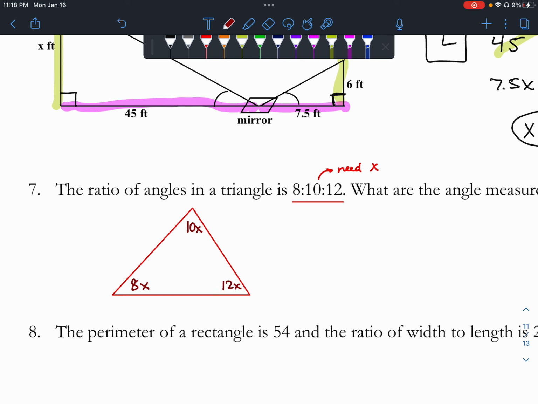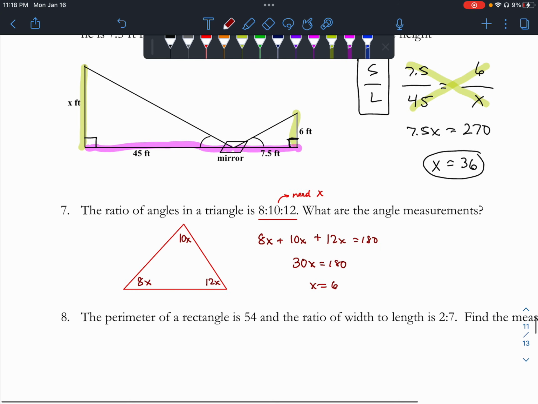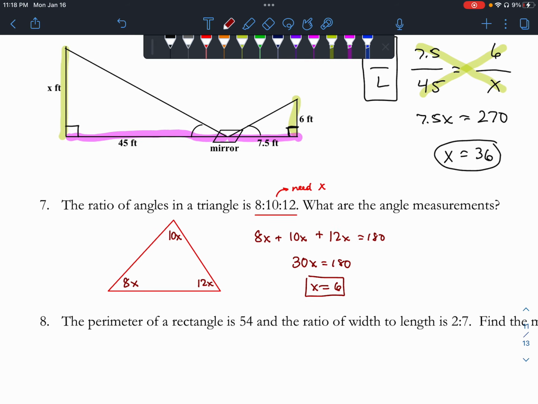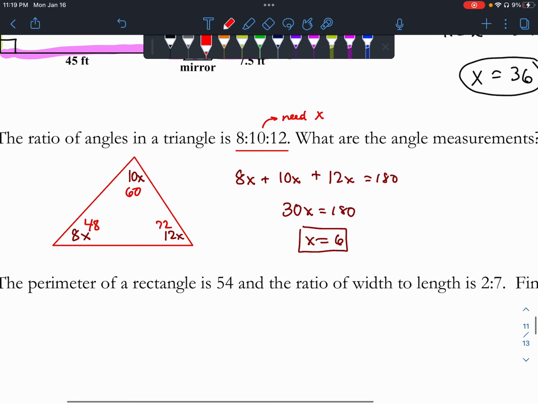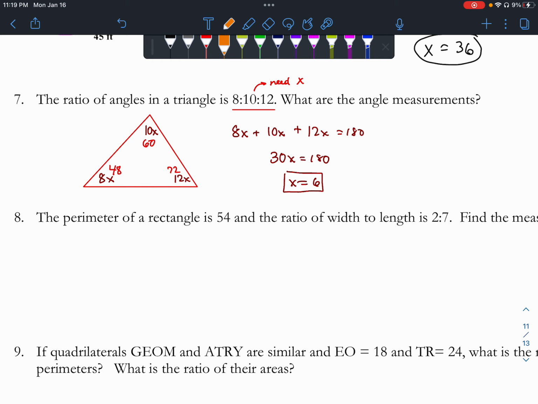Our previous knowledge from triangles tells us that if we add all of these measurements together, we should get 180 degrees. I do believe that should give me 30x equals 180. Your x value should just be 6 in this instance. It does ask you what the angle measures are, so we do have to plug these in to find the last little angle measurements that we need. It looks like 6 times 10 is 60, 12 times 6 is 72, and 8 times 6 is 48. So those would be the three angle measurements that we have, all adding up to 180.